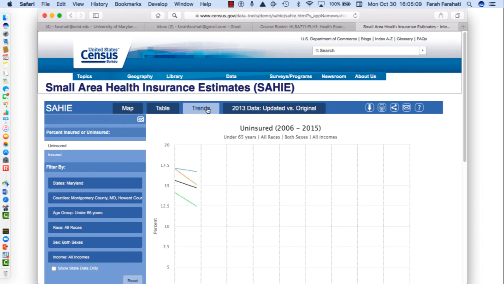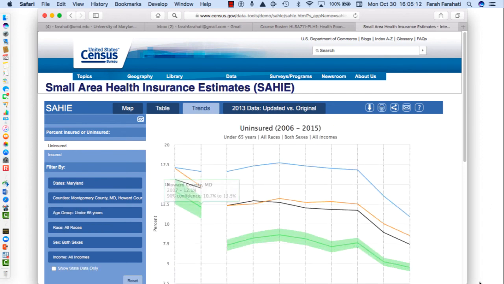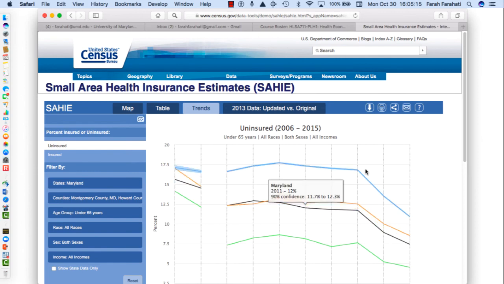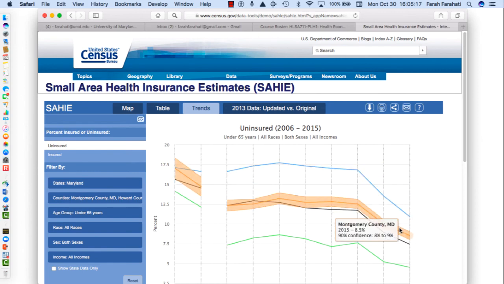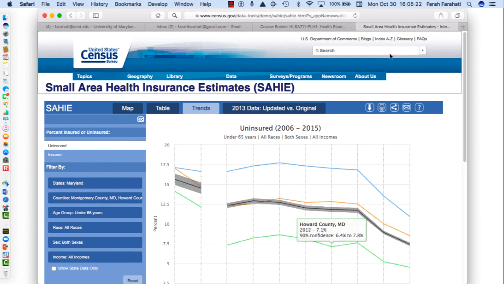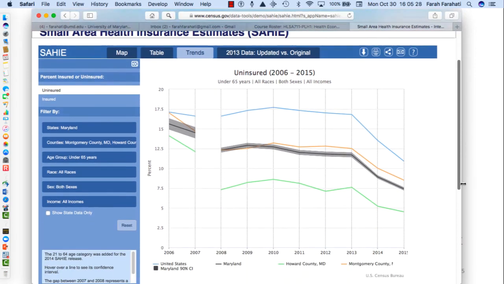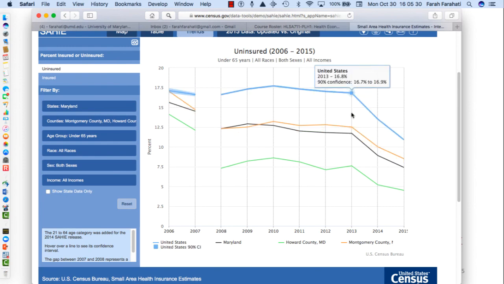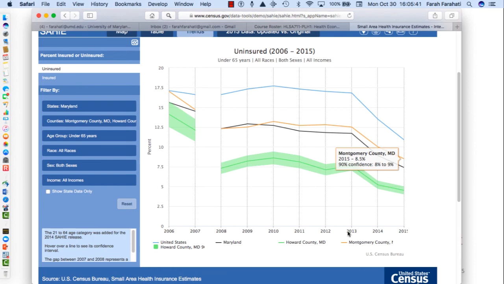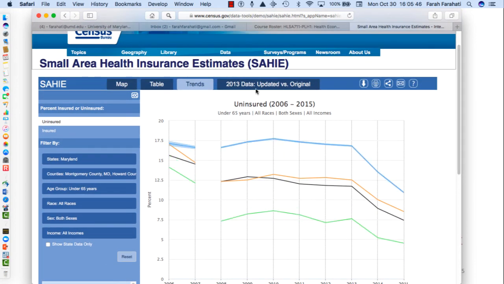I can compare. I can look at the trends and see. Definitely, you can see the decrease in the number of the uninsured from 2006 to 2015, and you can see a very high decrease at the point of 2013. So the number of the uninsured decreased.